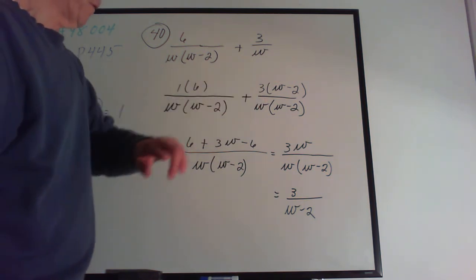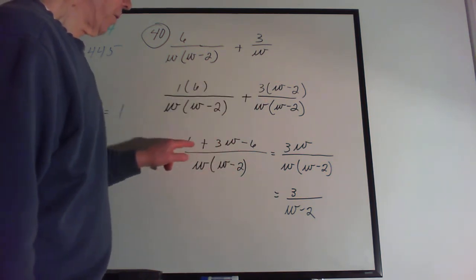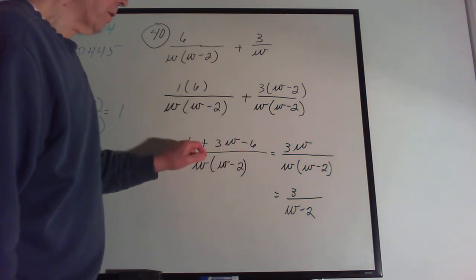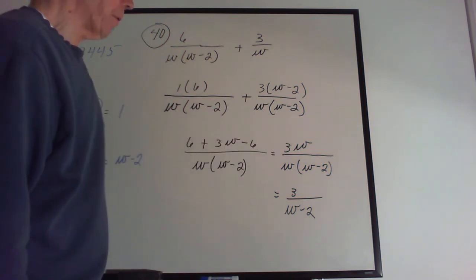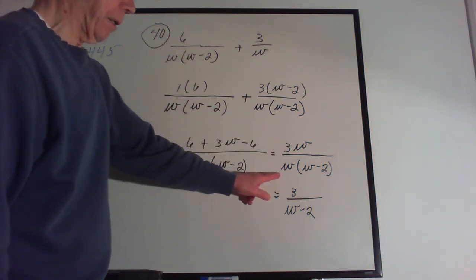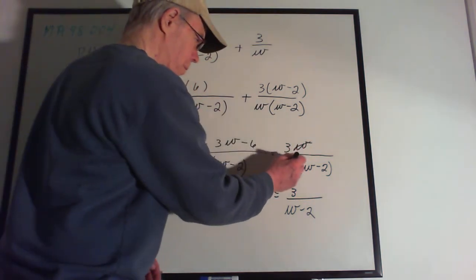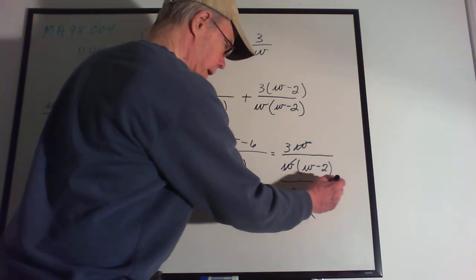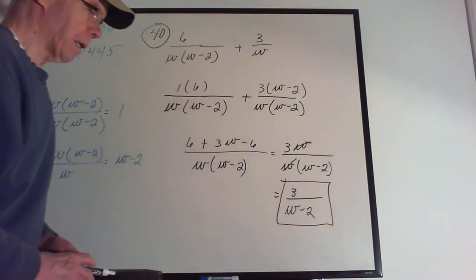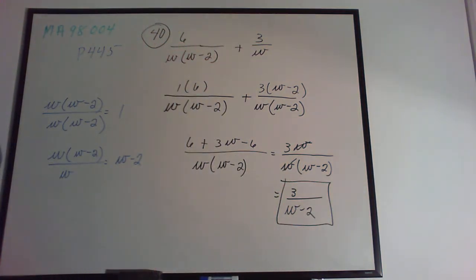All right, so I multiplied through, I get 3w minus 6. Minus 6 plus 6 gives me 0. I end up with 3w over the common denominator. I can cancel the w's. So my final answer is 3 over w minus 2. If we didn't get this one right, do it over.